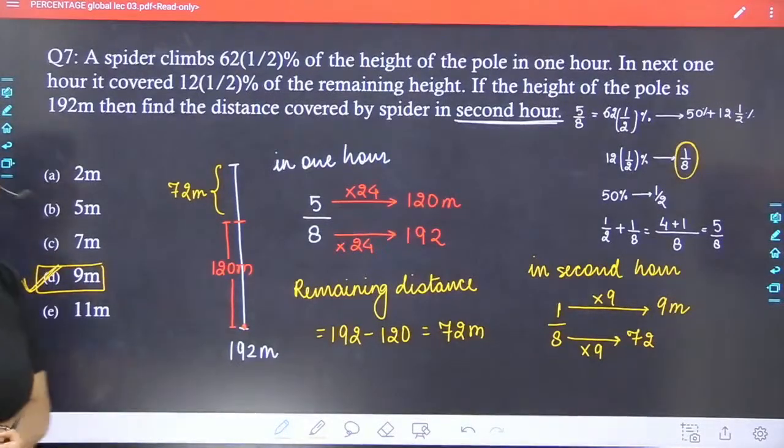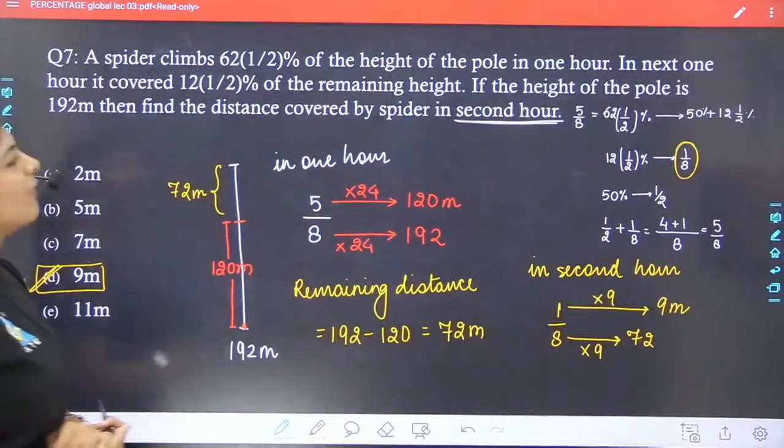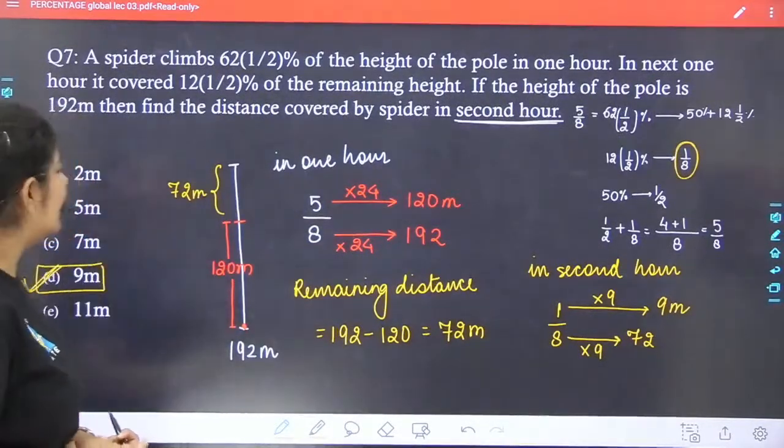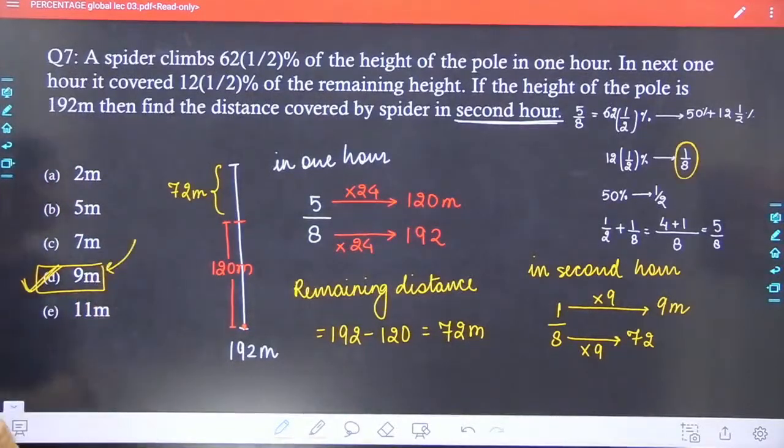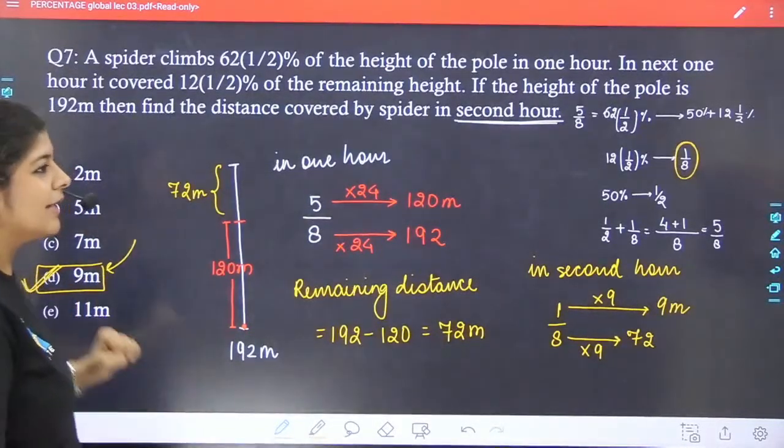Okay, now what we have to do, we have to calculate the distance covered by the spider in the second hour, and that is equal to 9 meter.